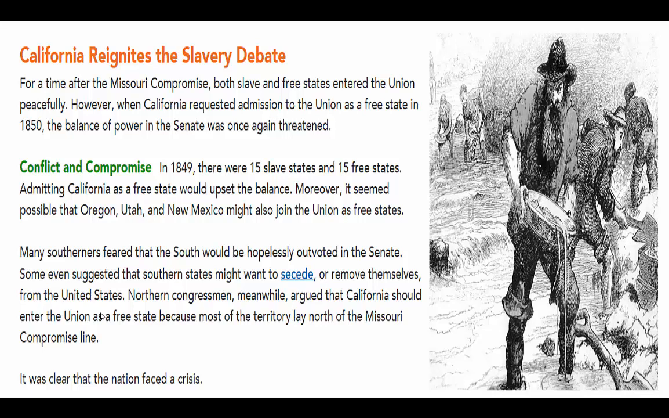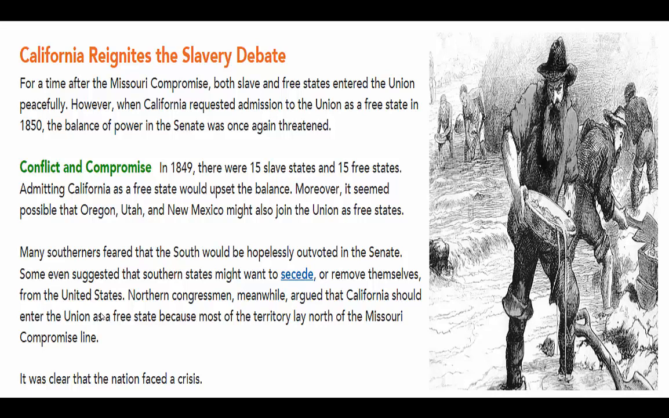Conflict and compromise. In 1849, there were 15 slave states and 15 free states. Admitting California as a free state would upset the balance. Moreover, it seemed possible that Oregon, Utah, and New Mexico might also join the Union as free states. Many Southerners feared that the South would be hopelessly outvoted in the Senate. Some even suggested that Southern states might want to secede, or remove themselves from the United States.